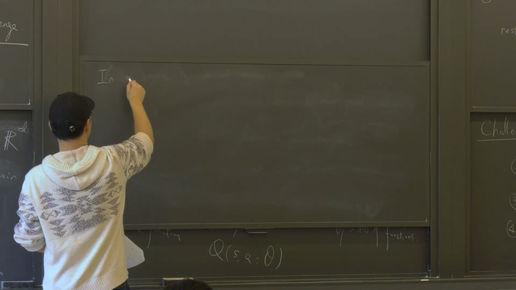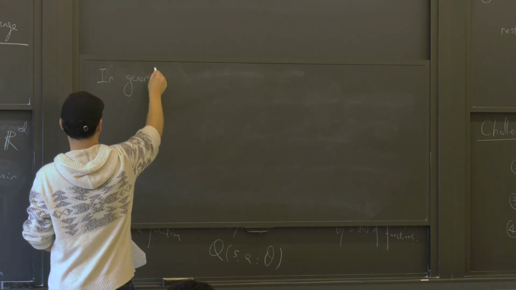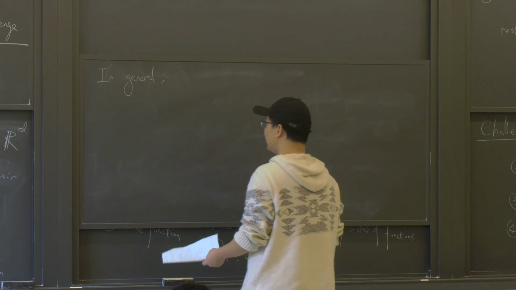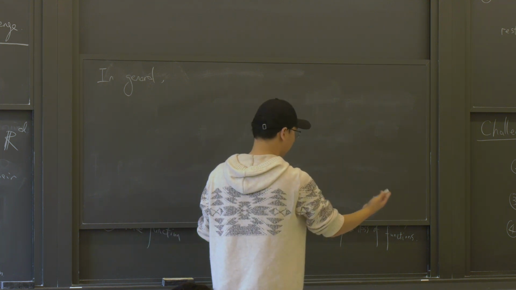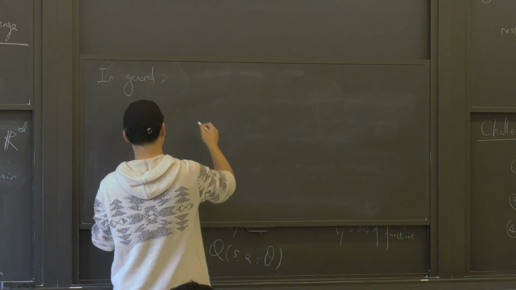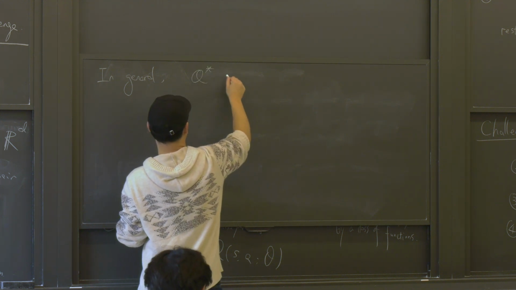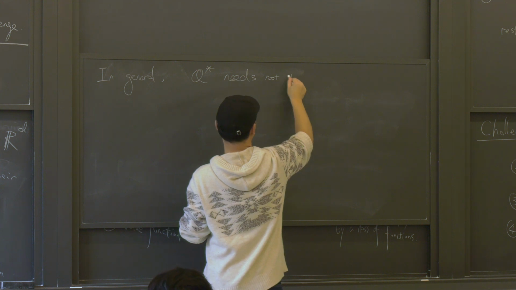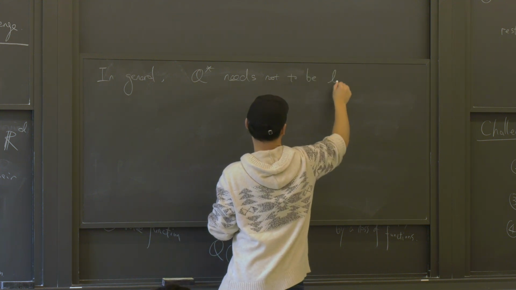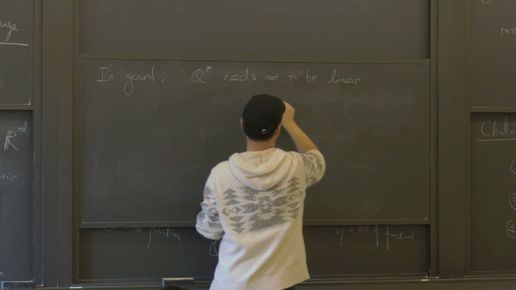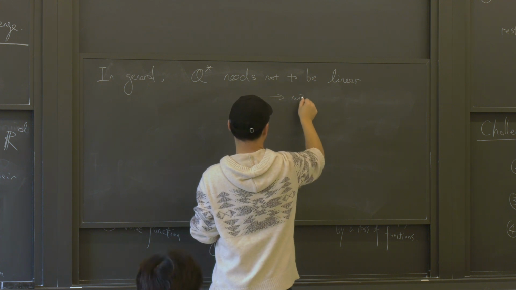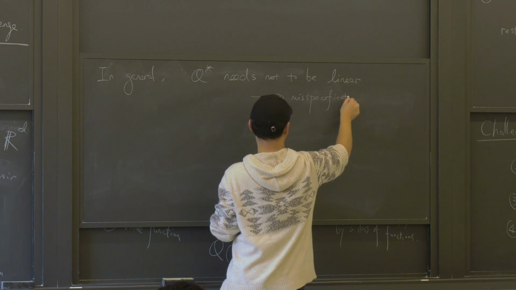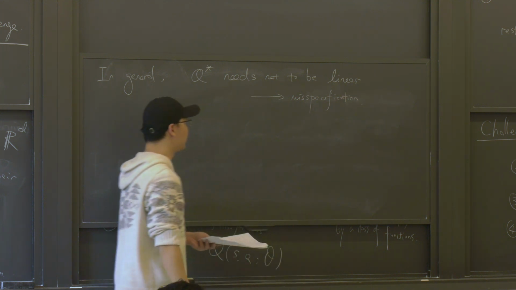So we know in general, if we simply approximate the Q value by this linear function, like in a general scenario, we know there's a misspecification. So in general, Q star need not be linear. This will introduce a lot of misspecification, which just turns out to be very challenging.